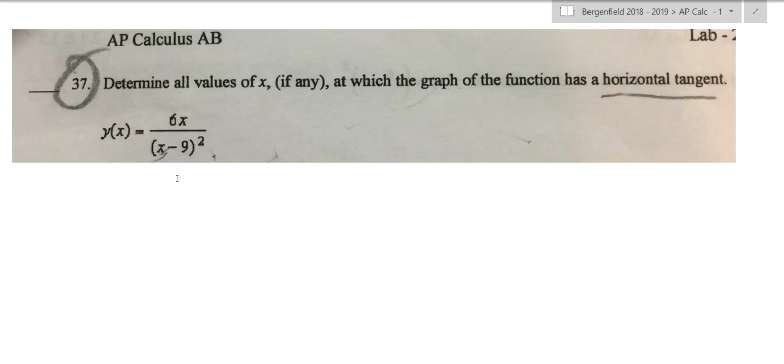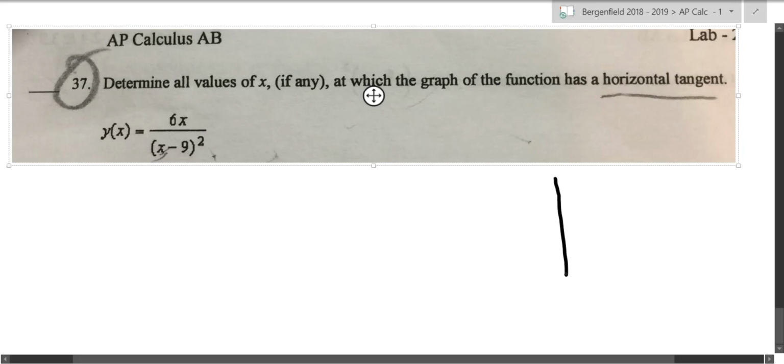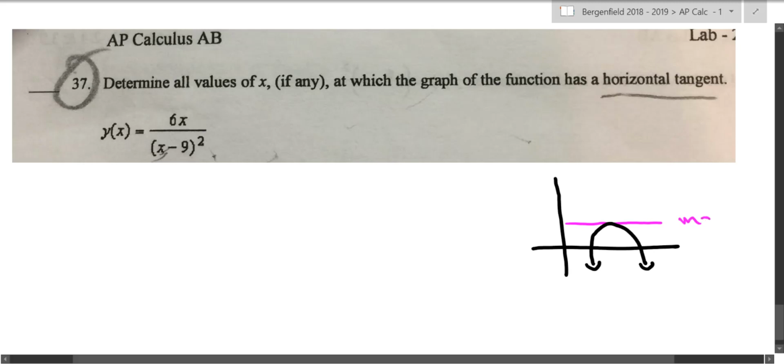Okay, number 37, AP Calculus AB. Determine all values of x, if any, at which the graph of the function has a horizontal tangent. What is that? That's a horizontal tangent. So if you have some curve out there, let's just look at the easiest one, something like this. Where is a horizontal tangent line? A horizontal line goes like this, and you know the slope is equal to 0. So you know dy/dx is equal to 0 at that point.